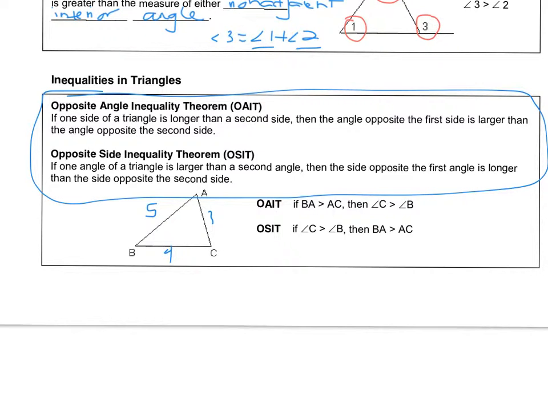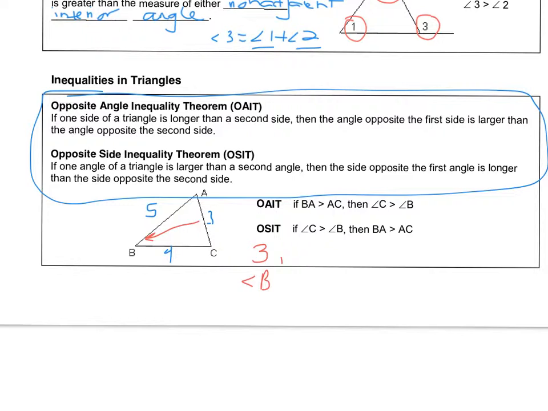What these theorems say is that the angles opposite of the sides all correspond in order. So we know that the smallest side is 3. That means that the smallest angle is going to be angle B.